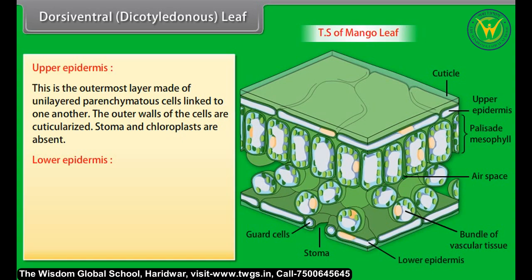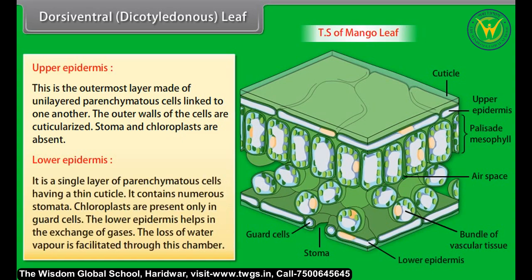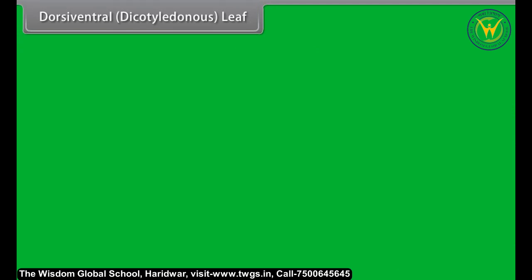Lower epidermis. It is a single layer of parenchymatous cells having a thin cuticle. It contains numerous stomata. Chloroplasts are present only in guard cells. The lower epidermis helps in the exchange of gases. The loss of water vapor is facilitated through this chamber.